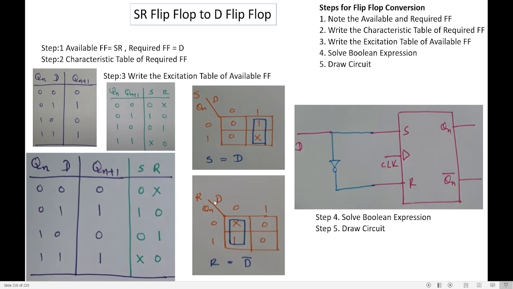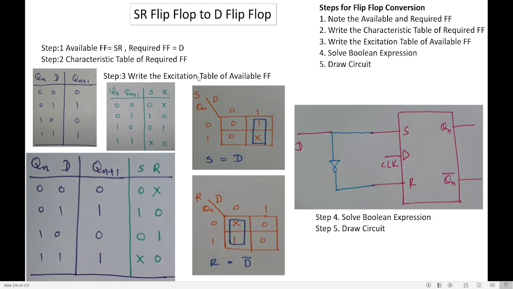For any flip-flop conversion, students, whether it is JK to SR or D to SR or SR to D, what is the first thing you need to do? First, you need to understand what is available and what is required. Here I need to convert SR to D. So SR is available, D is required. Okay. What is step 2? Write the characteristic table of the required flip-flop. The required flip-flop is D, so write the characteristic table.